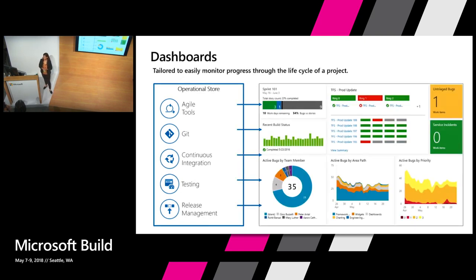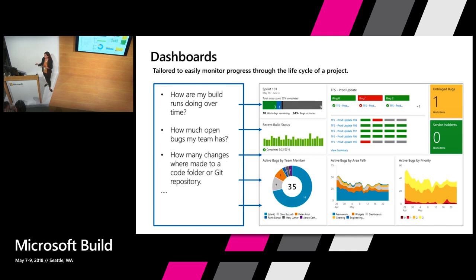You can start benefiting from the data that you have in VSTS right away with dashboards. Dashboards are a tailored experience where you can bring in a variety of widgets to help you get insights into what's going on with your project. It can be widgets across all the verticals, so we have Agile, Git. You can answer questions like, how are my build runs doing over time? How many open bugs does my team have? How's my sprint going?